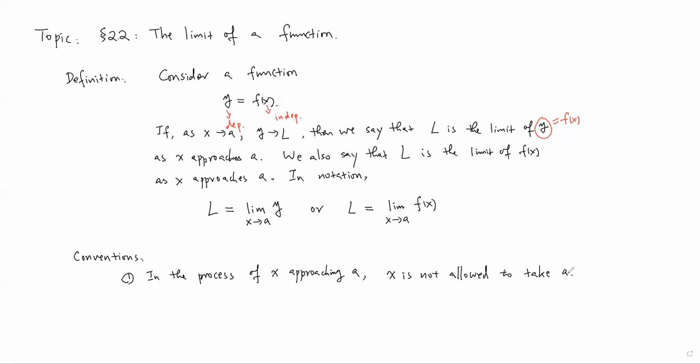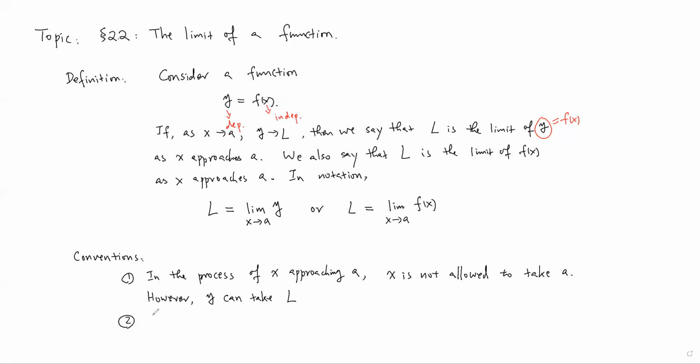In this approaching process, x is not allowed to take the point A. How about the dependent variable y? It doesn't matter. However, y can take the number L. Okay, this is very important. This is convention number one.